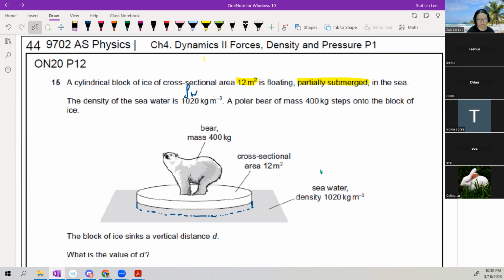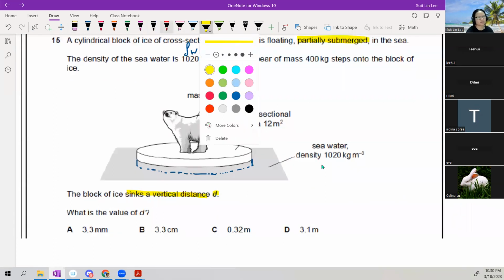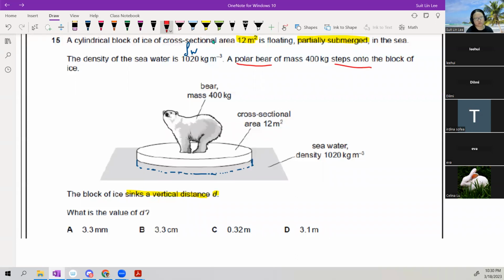I'm wondering if the ice itself has weight, but never mind. The block of ice sinks a vertical distance of d. So this sinks when the polar bear steps onto the block. Meaning, before the polar bear, it already sank a bit. Now you put the polar bear on top, it sinks some more. Before the polar bear, the ice is already partially submerged. After the polar bear, it sinks further. But I want to find what's the further distance d.